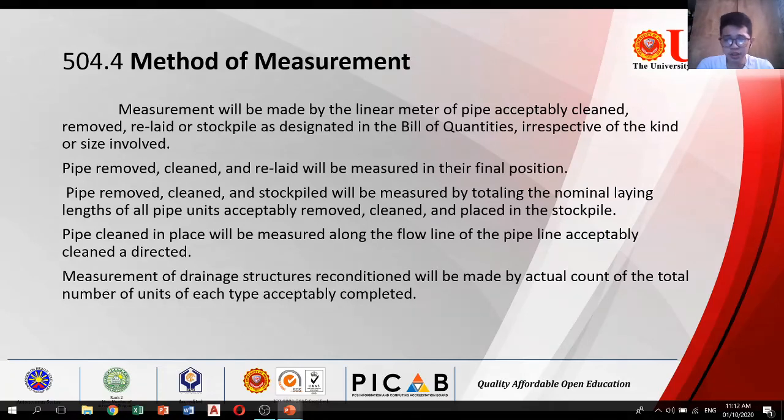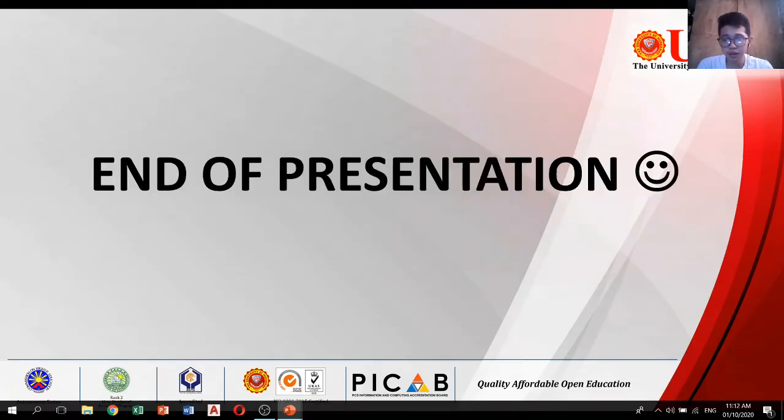Measurement of drainage structures reconditioned will be made by actual count of the total number of units of each type acceptably completed. So, end of presentation.